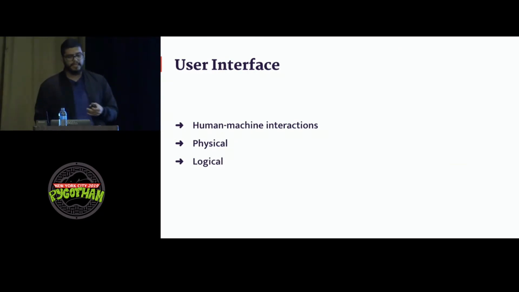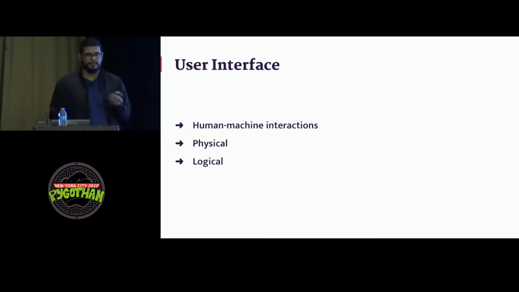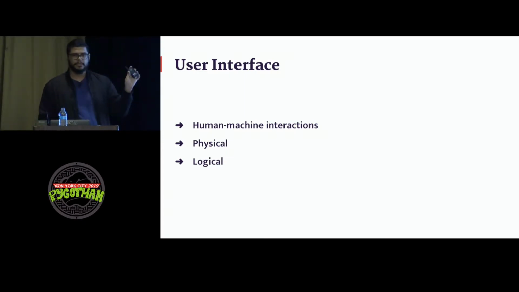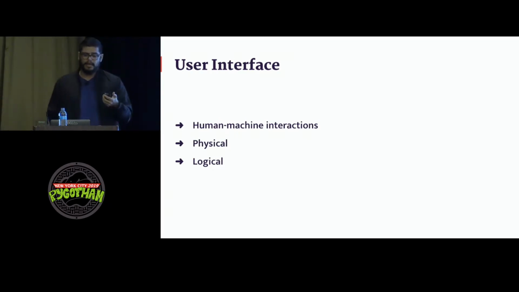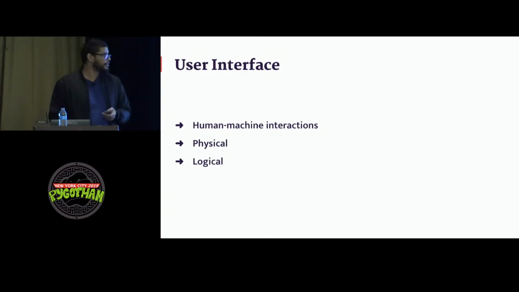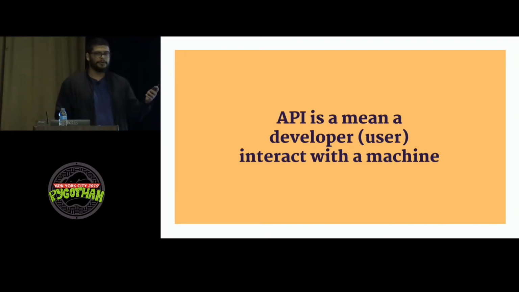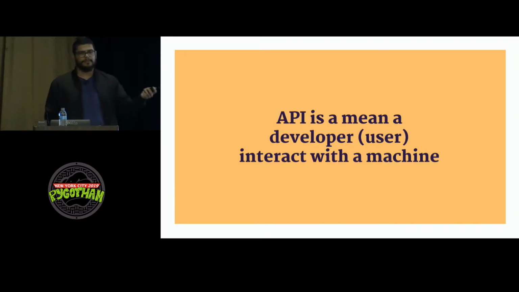About user interface. User interface is the space where humans and machines interact with each other. They can be both physical, like this remote control, a car wheel, or they can be logical, like browsers, web pages, and even your APIs. With APIs, a developer, a user, usually a human, interacts with a machine, okay?